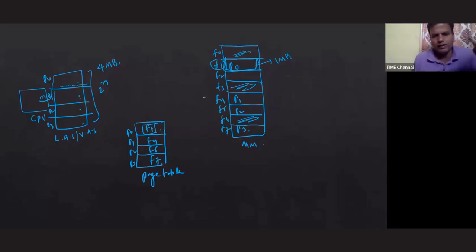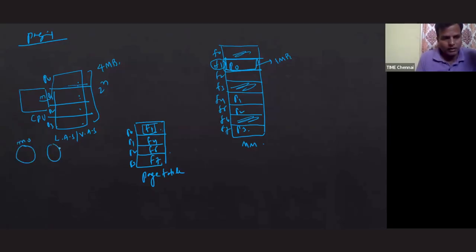Anyhow, so it is happening with one process, but we have multiple processes. Like here, process M0 is there, M1 is there, process M2 is there, because we are dealing with multiprogramming. Let's see how the CPU is dealing with multiple processes.